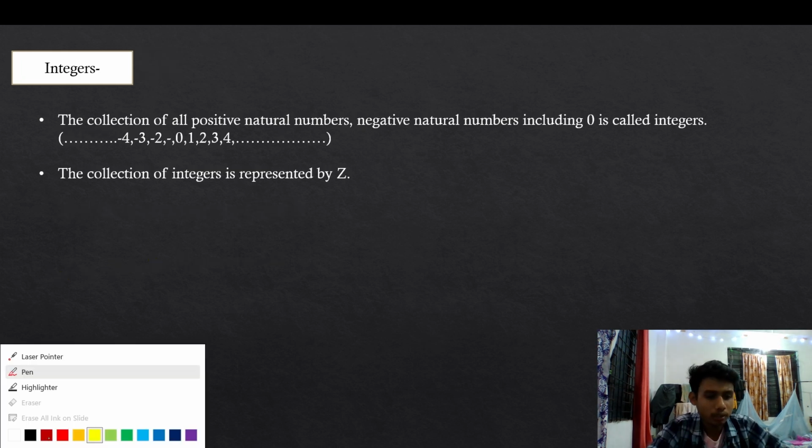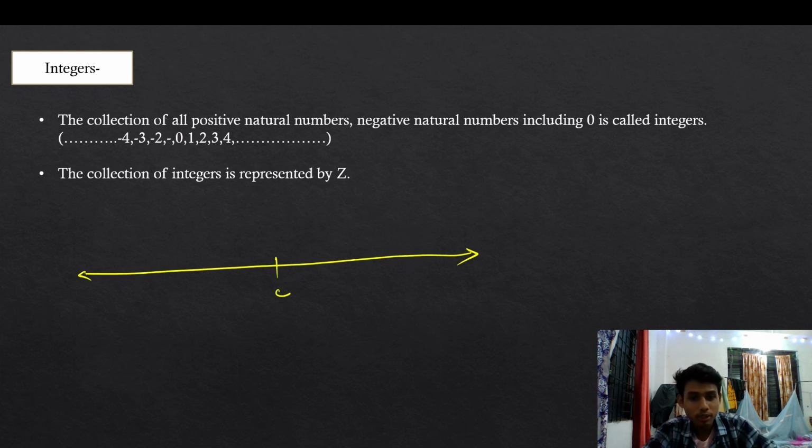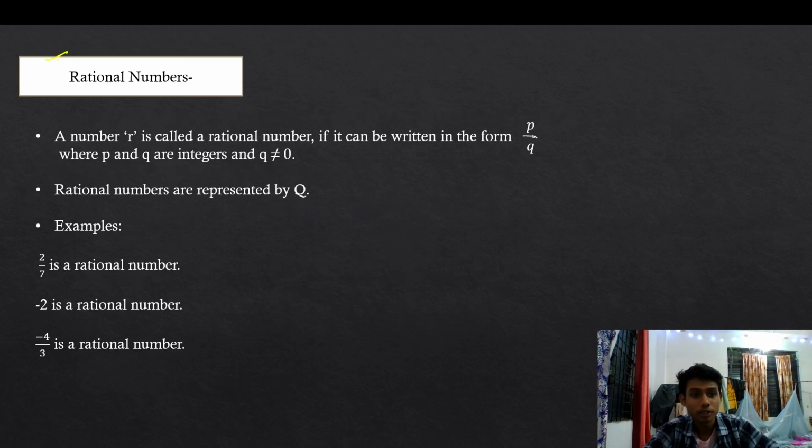Now comes our next topic, which is integers. The collection of all positive natural numbers, negative natural numbers including 0 is called integers. Example, -4, -3, -2. If we draw a number line, we'll see that we have 0 in the middle, the positive numbers on the right hand side, which will go up to infinity, the negative numbers on the left hand side, which will go up to infinity, and all these numbers are called integers.